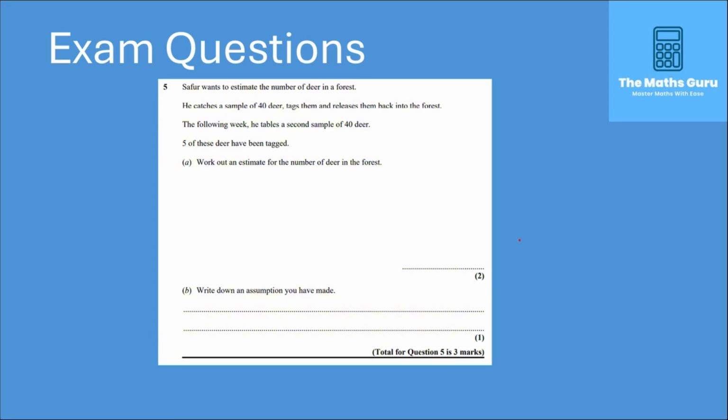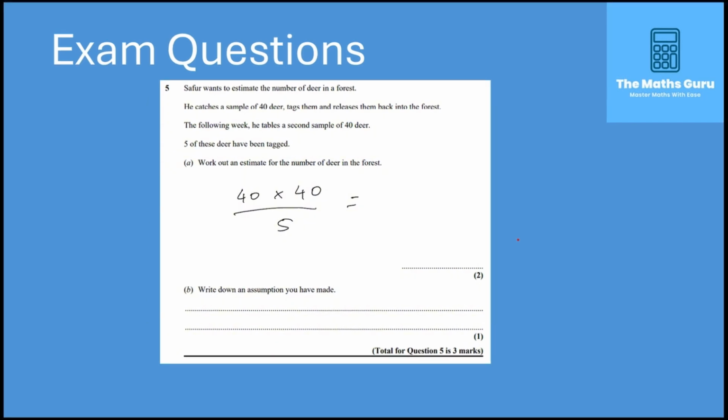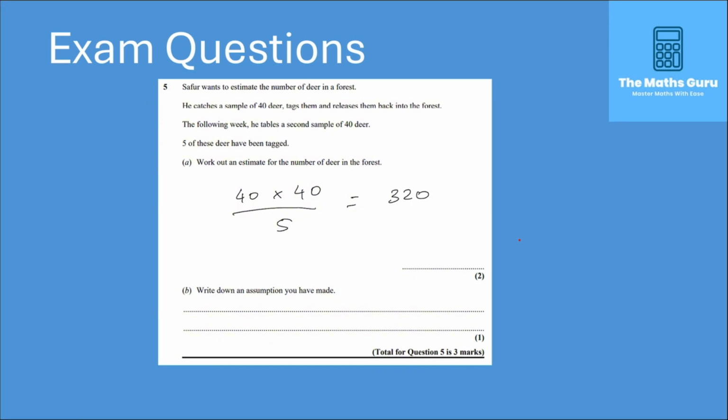So Ford wants to estimate the number of deer in a forest. He catches a sample of 40 deer, tags them, releases them back into the forest. The following week, he takes a second sample of 40 deer. 5 of these deer have already been tagged. So he catches a sample of 40, he then releases them back. He then gets a second sample of 40, and 5 were tagged. So an estimate would be 320 as the number of deer in the forest.